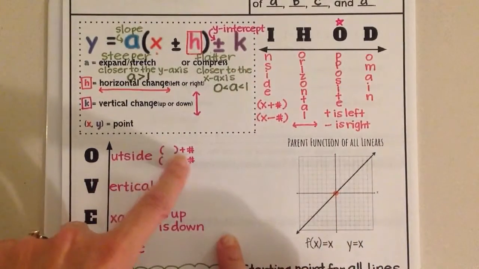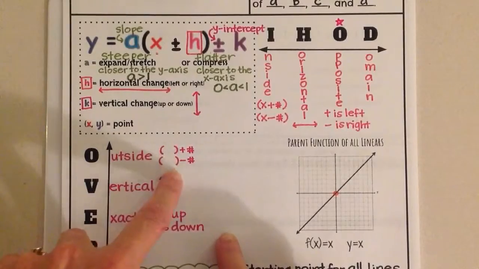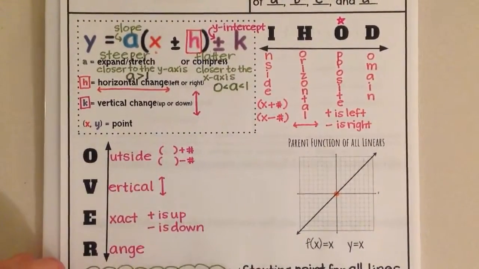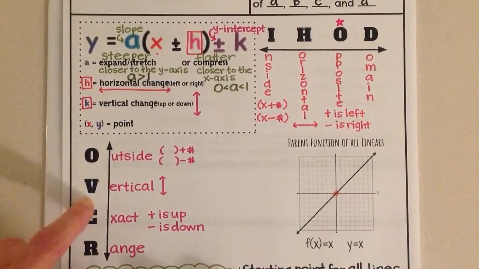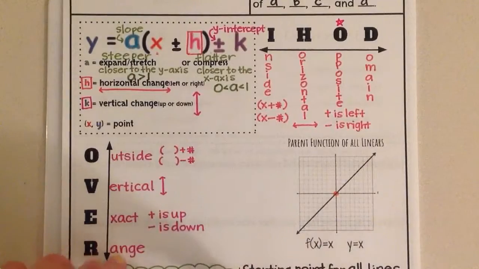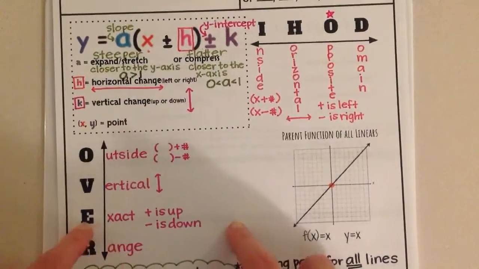So you're going to see plus a number or minus a number, and it's either going to be after the parentheses or it's just going to be a number you see when there is no parentheses in your equation. V stands for vertical to remind you that that number outside can only move your graph line up or down.